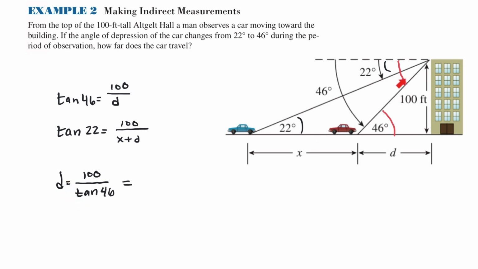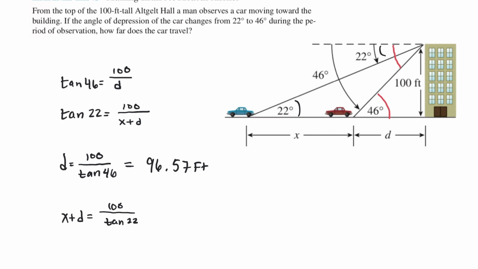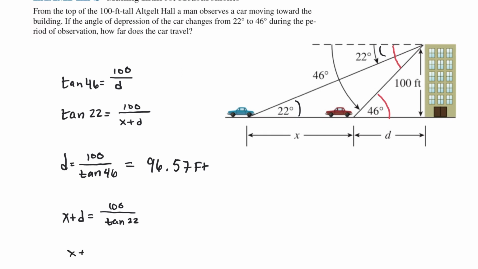Now, of course, you could have found the other angle up top and worked with it that way as well. I didn't feel I needed to do that, right? So you should get 96.57 feet for d. Now, I'm going to work the same thing, but x plus d is equal to 100 divided by tangent of 22. So we'll solve this last equation. I'm going to get x plus d, right? I'm going to get the total distance. What I'm really interested in is getting just x.